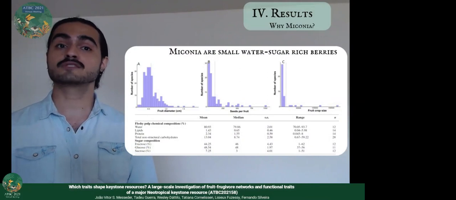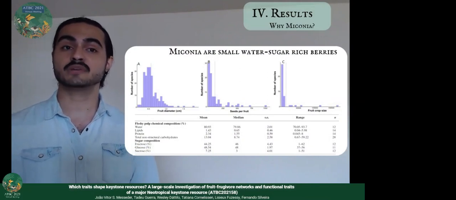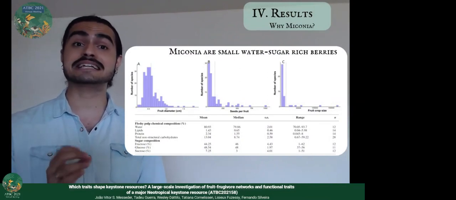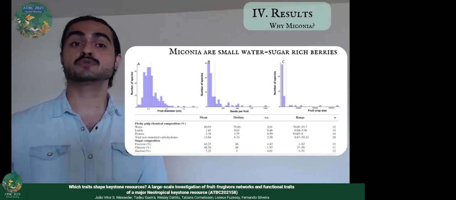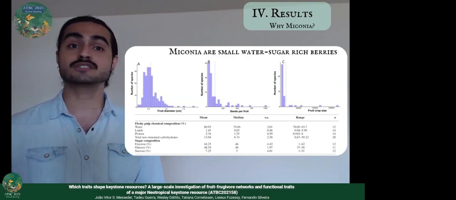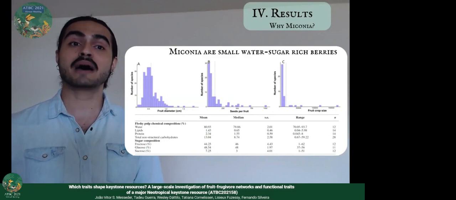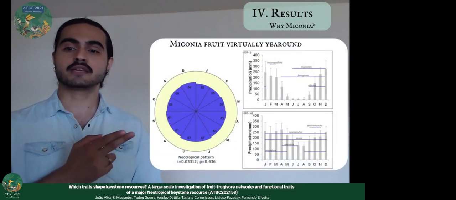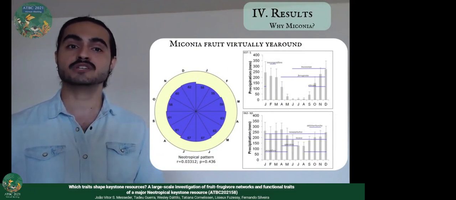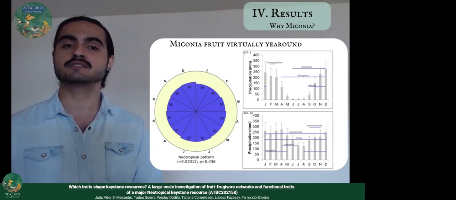The fleshy berries are of small size, of around 0.5 cm with many small seeds, with a mean fruit crop size of 11,000 fruits in a single individual, with some species producing over 150,000 fruits. The pulp is composed mainly of water and sugars, with the sugars being composed of monosaccharides. In the circular plot here, with the months of the year around the circle, at the neotropical scale, a high number of species produce fruits each month, and in specific communities, species produce fruits in scarcity periods, the dry season, and at non-seasonal habitat, species tend to fruit year-round.